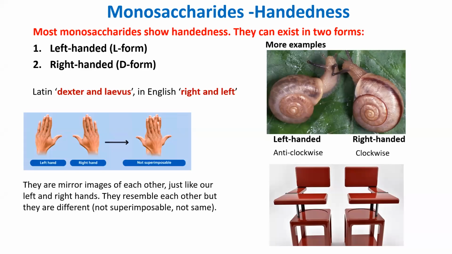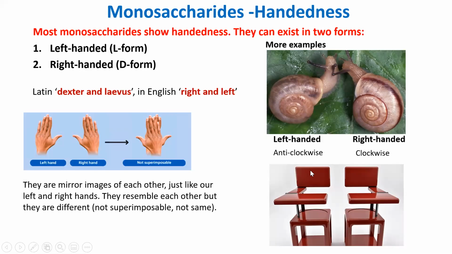Now, the right one is called dexter in Latin. We are going to abbreviate that as the D form, the right one, and the left is called laevus. So we are kind of saved. We don't have to think of a different alphabet. L is for left and D is for right.